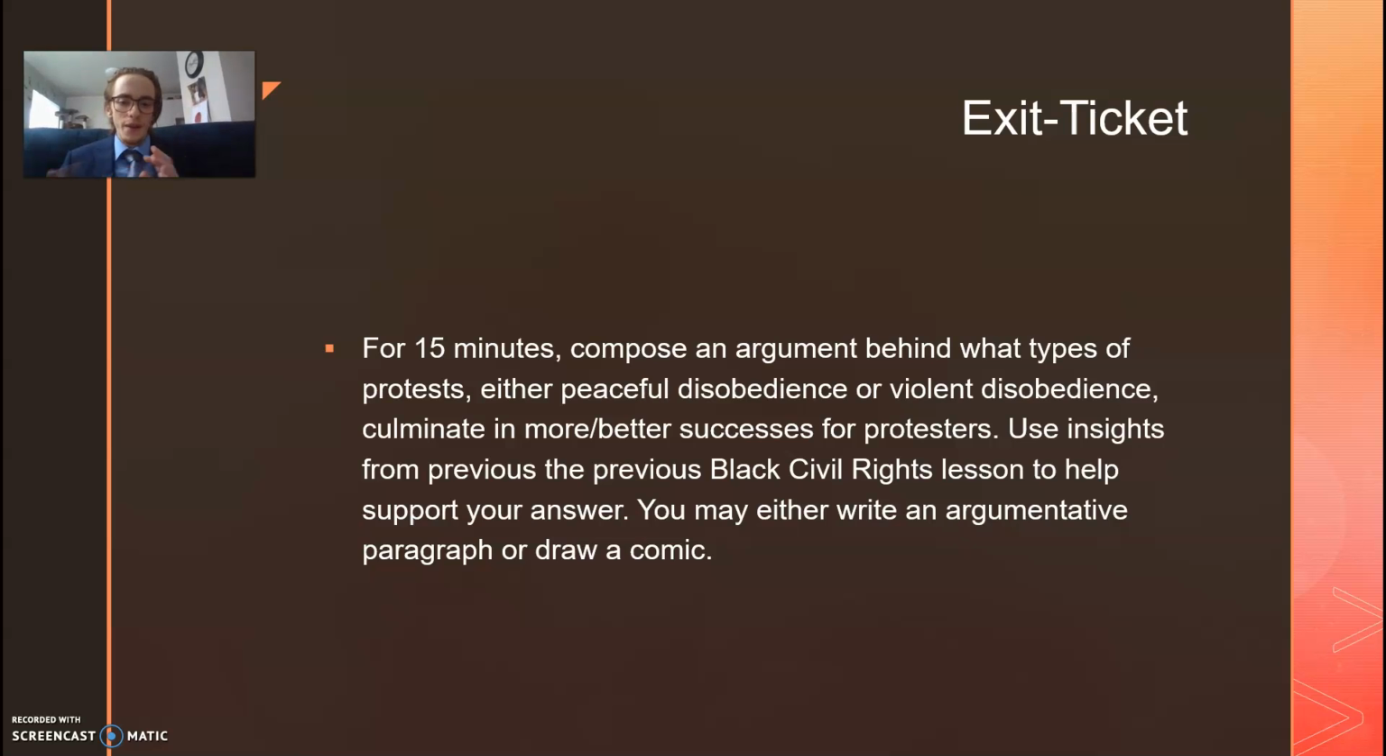And so one of the ways I differentiate this exit ticket at the end for more kinesthetic learners is they have a choice of writing an argumentative paragraph or drawing a comic that details their argument. So by giving them a little bit of variety in what they can do, you help differentiate for how students are able to express the knowledge that they do have, which is always a good idea in whatever teaching setting you're ever doing.